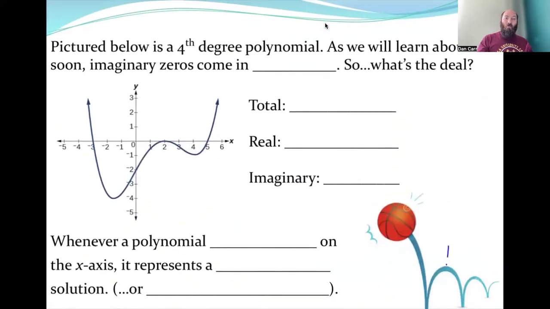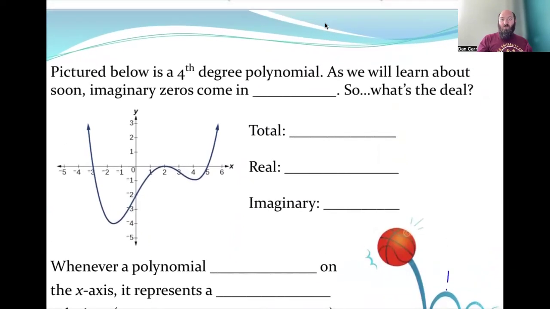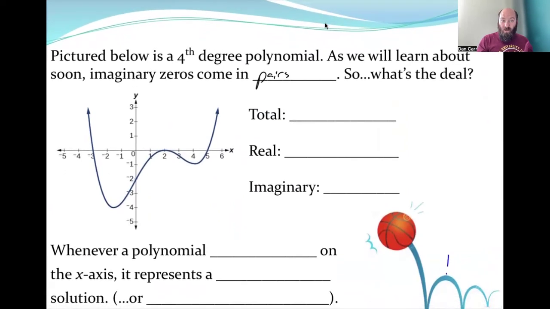So here's a 4th degree polynomial. As we'll learn about soon, imaginary zeros come in pairs. Okay, so let's take a look at this one. If this is 4th degree, we see that it's crossing 1, 2, 3 times. We know it's 4 total zeros, but we only see 3 real. So that would almost make us seem like, hey, there should be an imaginary one there, but imaginary can only exist in pairs. So there should be 0 here.